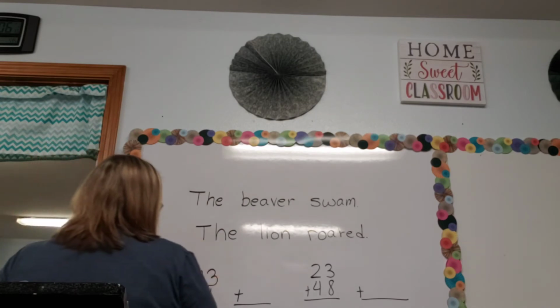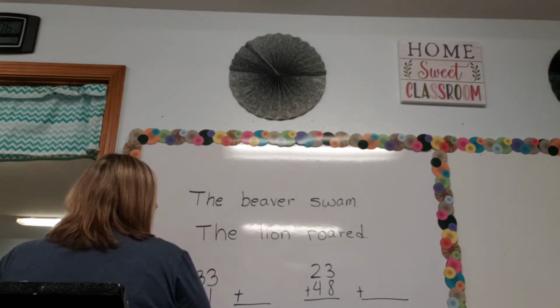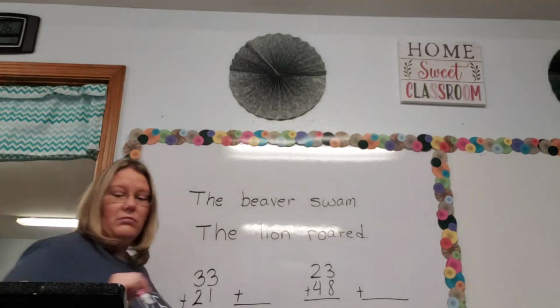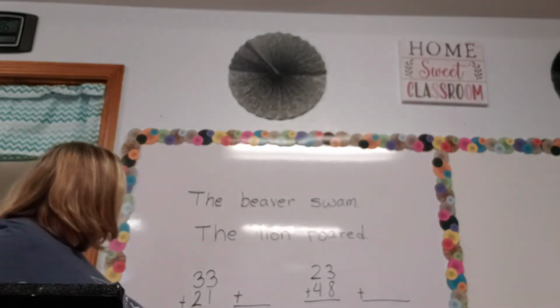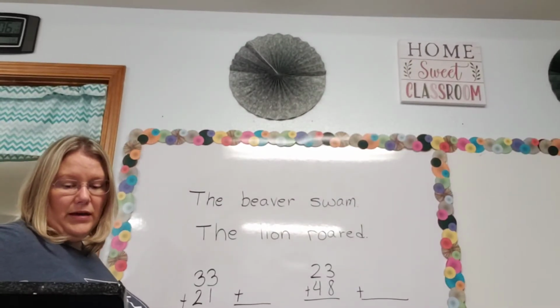3 plus 1 is 4. Should be 54. My paper has a misprint. Okay, she added them together and got 54. Is her sum correct? Yes, it's correct.